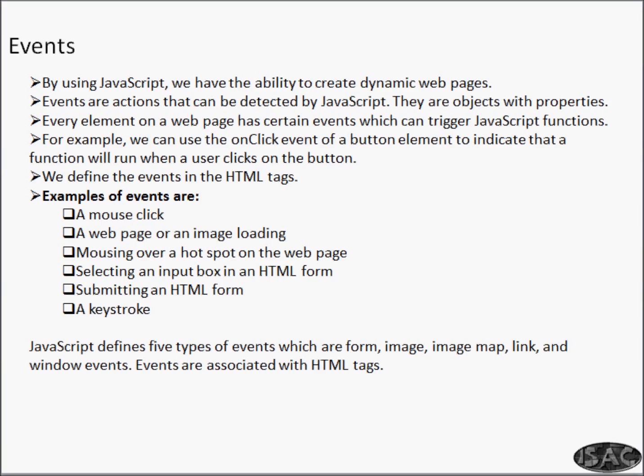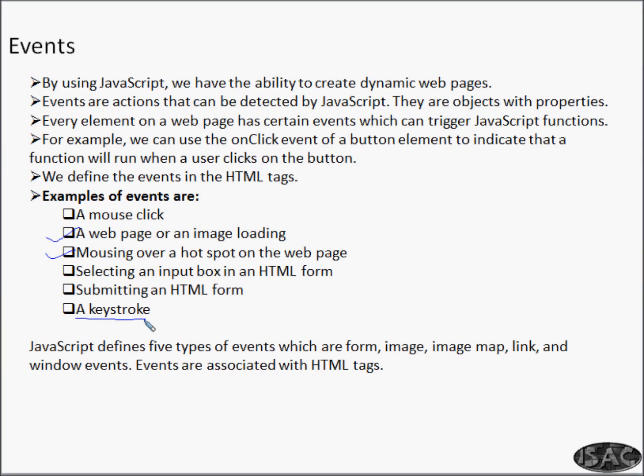We define the events in the HTML tag. We have different types of events, like mouse click, or a page or an image loading. So once the page is loaded, something will happen. Once the page unloads, something can also happen. If an image is loading, we can perform some job there. Then mousing over a hot spot on the web page, selecting an input box in an HTML form, submitting an HTML form, and keystrokes. If you click or press a button, or release a button, something will happen. That is all we can do.